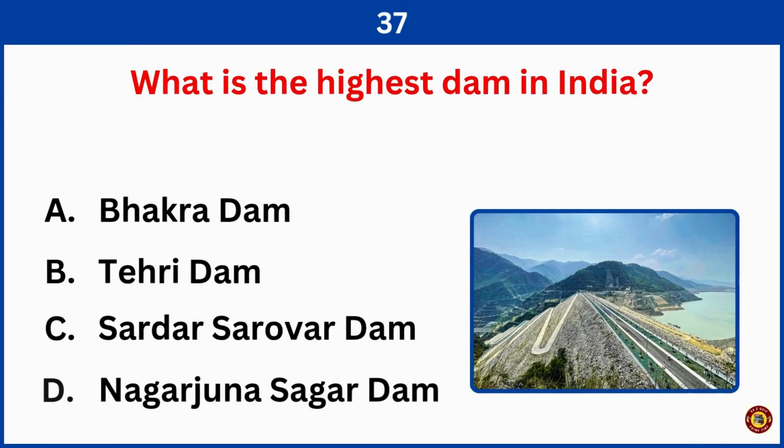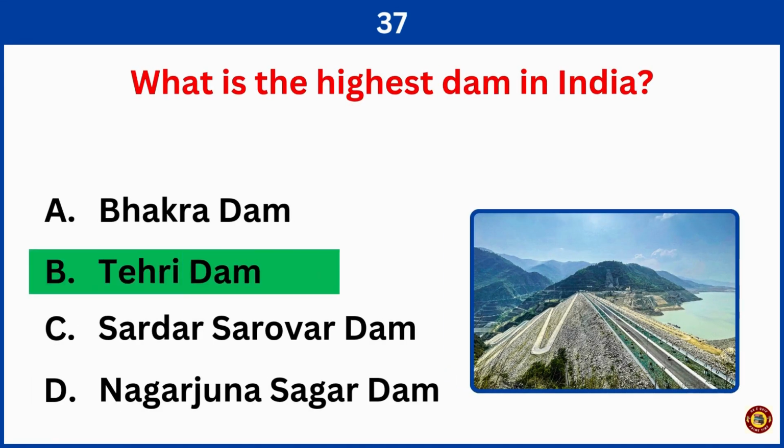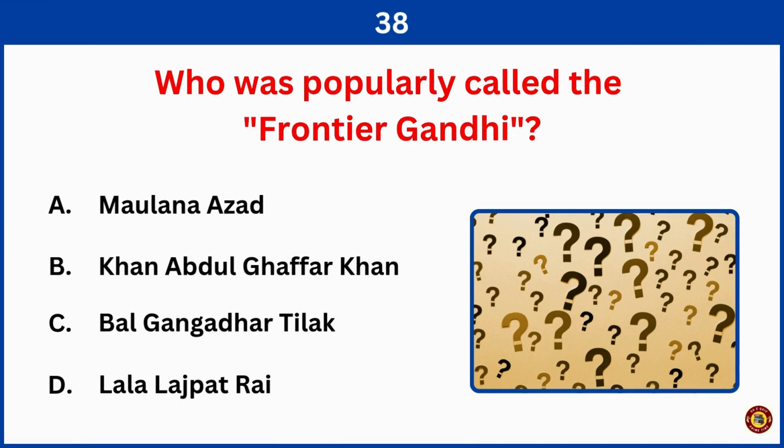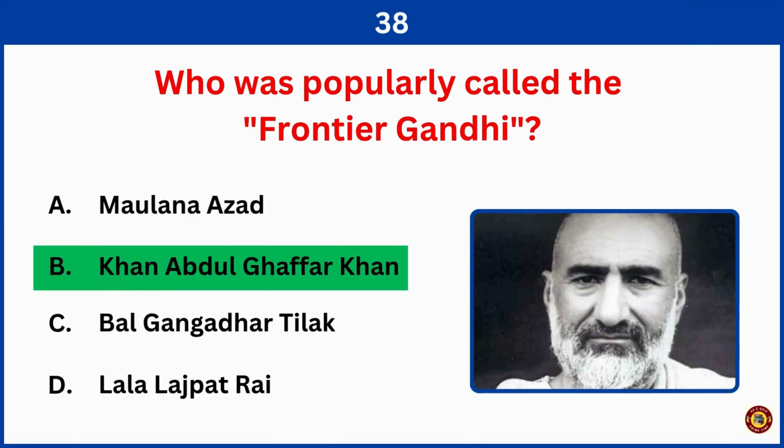What is the highest dam in India? Right answer is option B, Tehri Dam. Who was popularly called the Frontier Gandhi? Right answer is option B, Khan Abdul Ghaffar Khan.